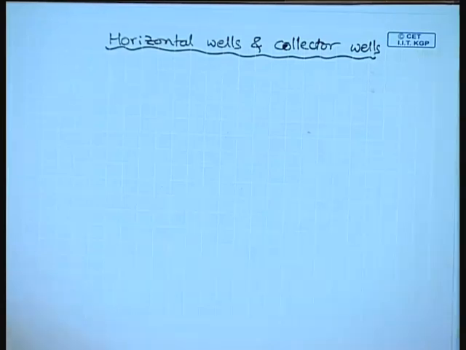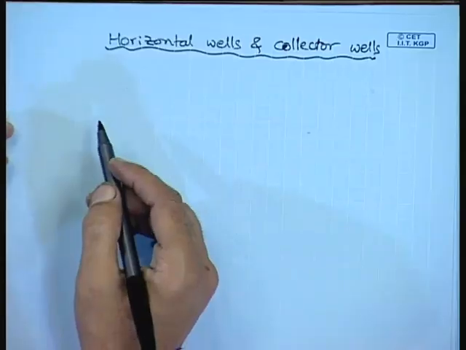For the simple reason that in horizontal wells, the flow into the well is along the axis of the horizontal well, whereas in the case of vertical wells, the groundwater flow is perpendicular to the well axis. In the case of horizontal wells, the actual flow is perpendicular to the horizontal well axis, but the combined flow is along the horizontal well axis. Therefore they play a very vital role in providing adequate groundwater supply.